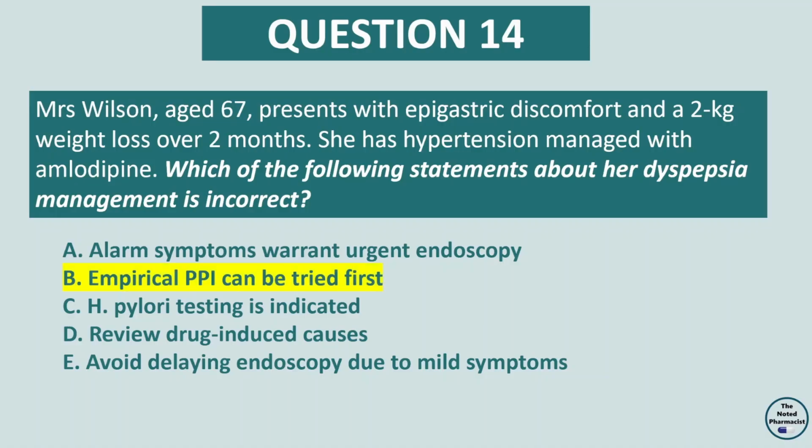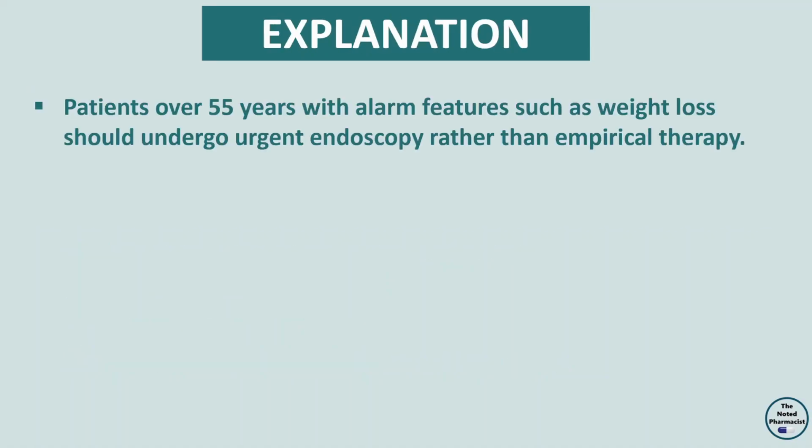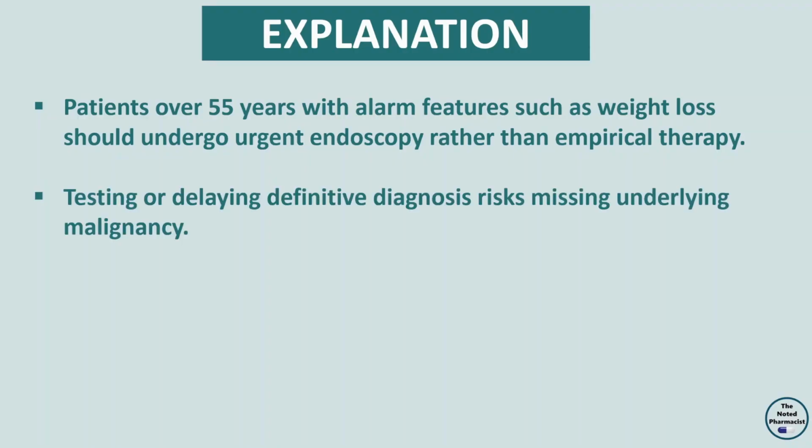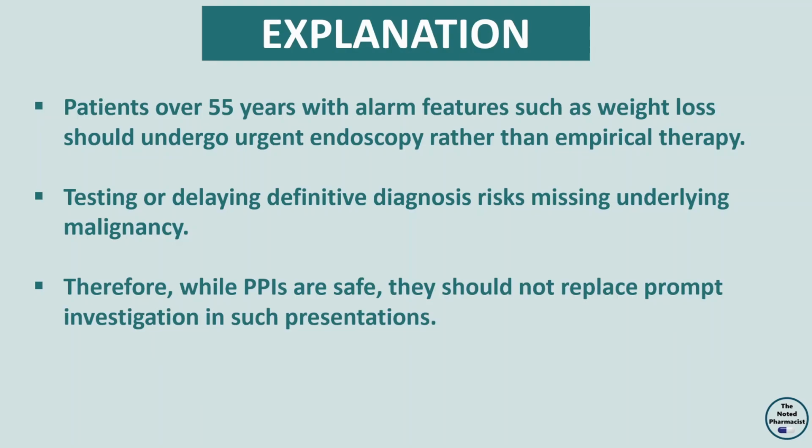The correct answer is option B, empirical PPI can be tried first. This is because patients over 55 years with alarm features such as weight loss should undergo urgent endoscopy rather than empirical therapy. Delaying definitive diagnosis risks missing underlying malignancy. Therefore, while PPIs are safe, they should not replace prompt investigation in such presentations.